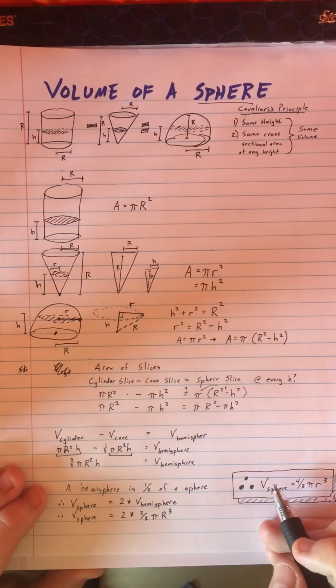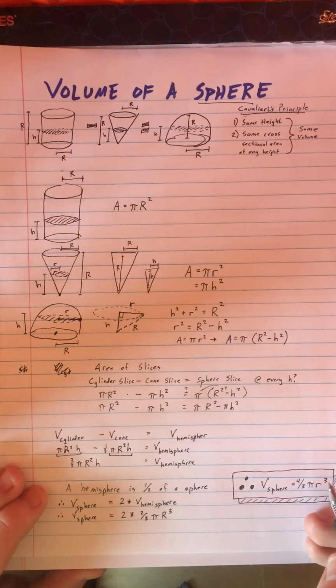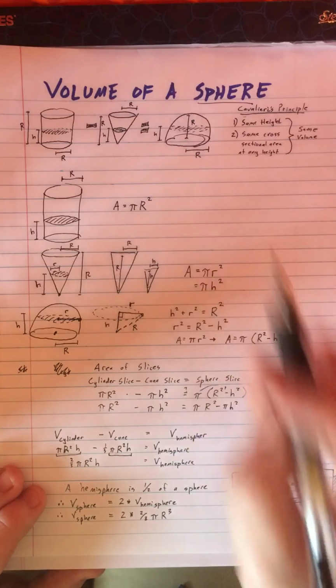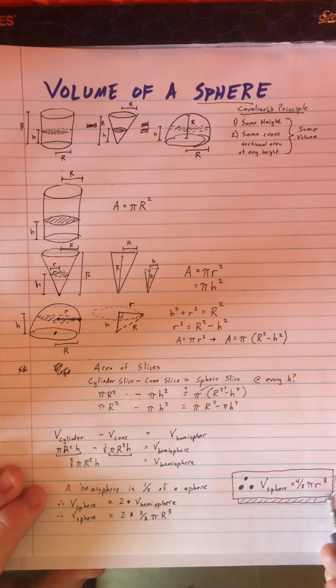To find the volume of a sphere, take its radius, multiply it by itself 3 times, multiply that by pi, multiply that by 4/3. The volume of a sphere is 4/3 pi r cubed.